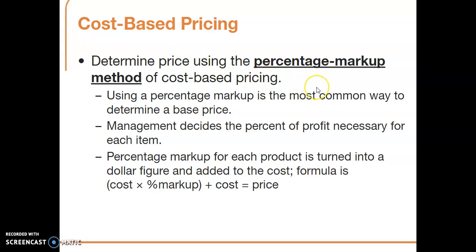To determine the price using the percentage markup method, your first step is to take the cost, multiply it by a markup percentage, and then add the cost back in. Or what I like to do is just take the cost and multiply it by 1 point and then the percentage, converted into a decimal. Using the percentage markup is the most common way to determine the base price, and then the management will decide the percent of profit necessary for each item. So it's pretty easy to calculate.